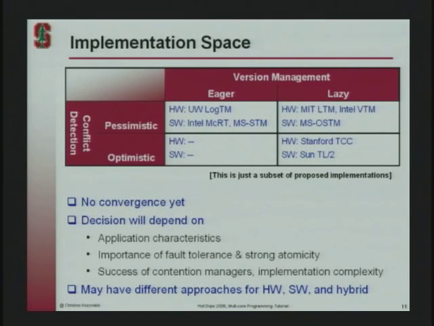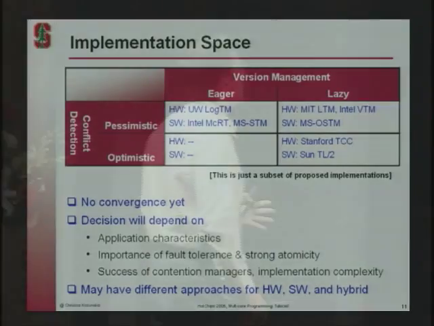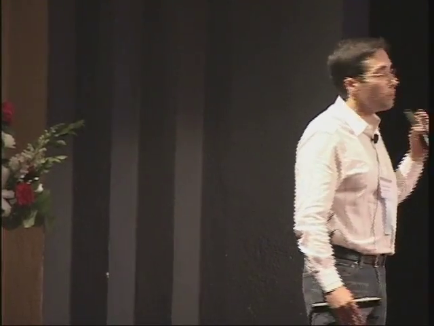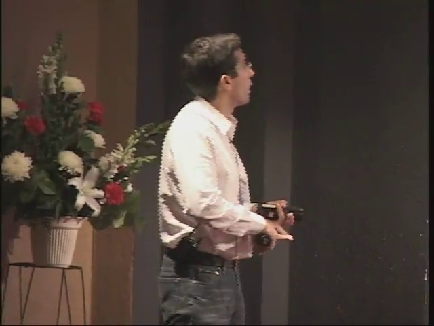Now, if you take a look at the implementations out there, you will see that between the combinations of versioning and conflict detection, almost every single combination has been tried out. So there's no convergence right now. Now, will there be a convergence? It will depend on the following things. How do applications behave? How important are commits versus aborts? Then how successful are contention managers? How important is it to have good consistency in your application and so on. And it may also be the case that it doesn't really matter. Okay, so whichever of these you do, it's fine. Or a different approach is better if you do a hardware-based or a software-based transactional memory.